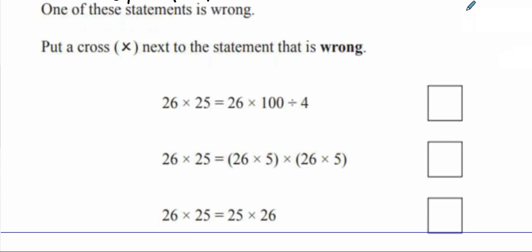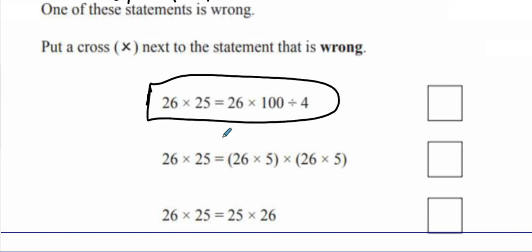Put a cross next to the statement that is wrong. Okay, let us start with this one. 26 times 25 equals 26 times 100 divided by 4. Now, to know if this statement is wrong or correct, we remember BODMAS.